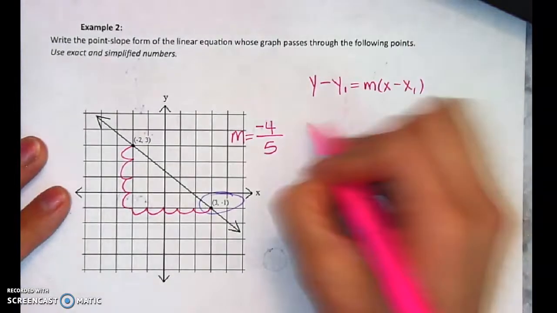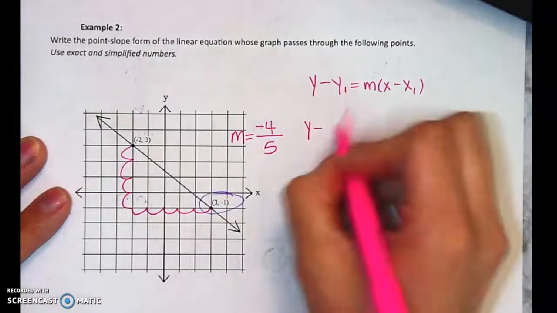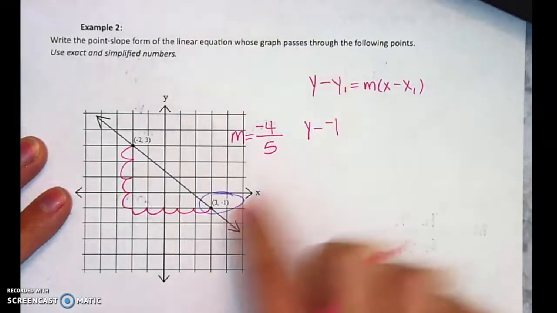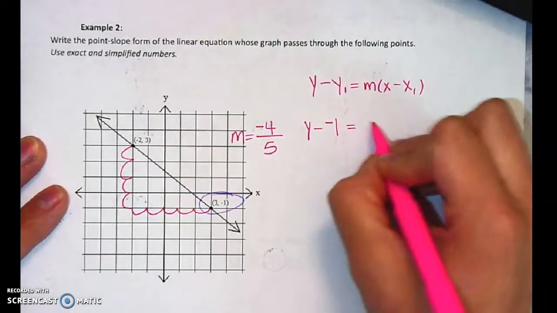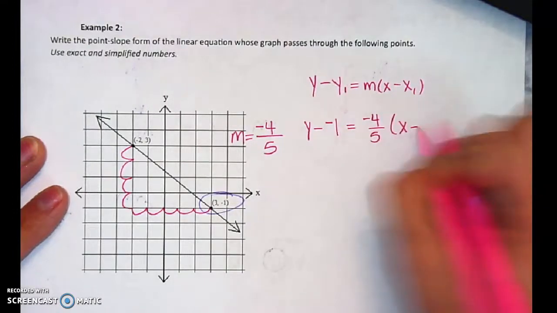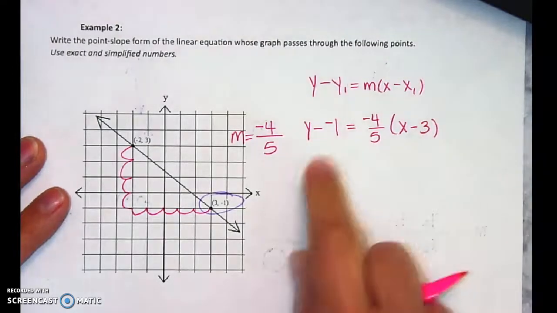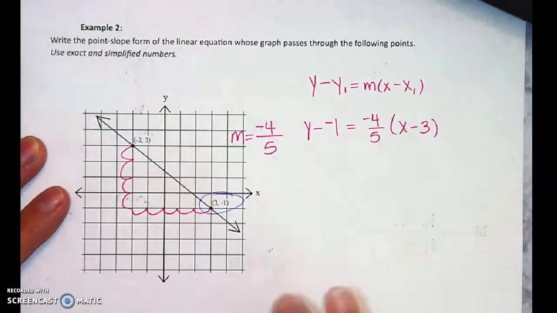So I'm going to have y minus, and this is y1, so I'll get my y point, and it's negative 1. Don't forget, double negative, because it comes with 1 already in the equation, and then the negative 1 has 1 also. They each get their own, okay? Then my m is negative 4 fifths. Then x minus x1, which ends up being 3. Don't use the x of one point and the y of the other. You have to stay with the same point throughout the whole equation.